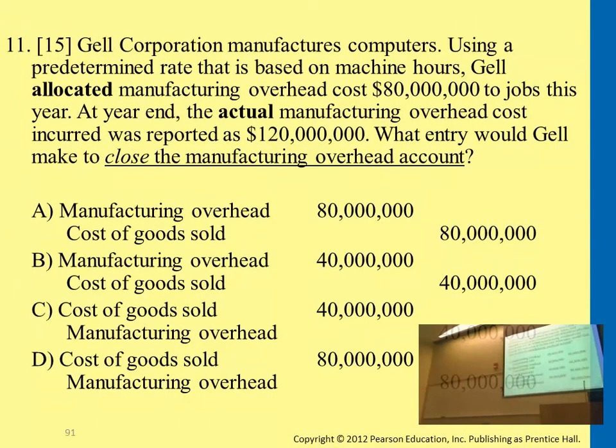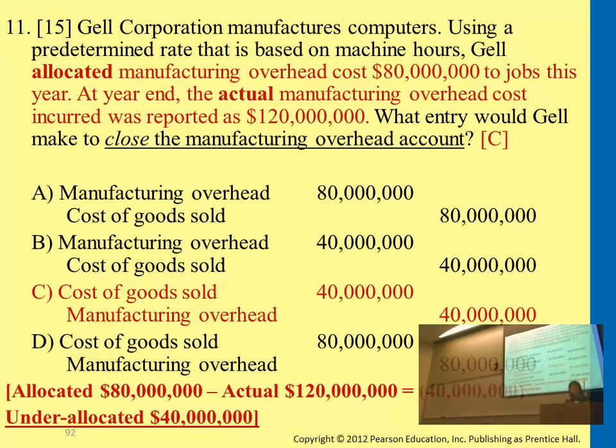Okay, number 11, this corporation uses a predetermined rate to determine its manufacturing overhead cost. And they already allocated $80 million to jobs. However, the actual manufacturing overhead cost at year end, they figure out, is $120 million. So if we were to close this account, meaning to do the year end adjustments, which entry will we be using? It will be C because we allocated less than the actual cost incurred. So we need to bring up the allocation rate. We need to add it to cost of goods sold.